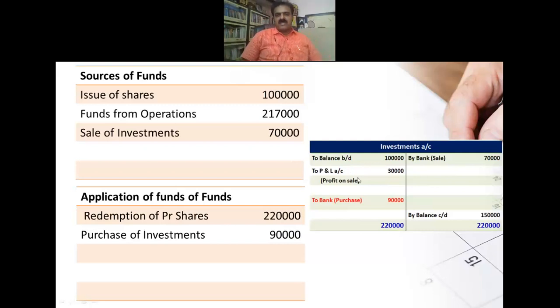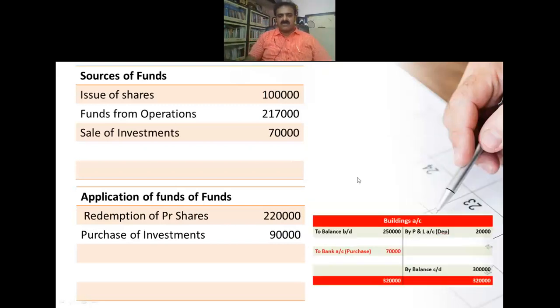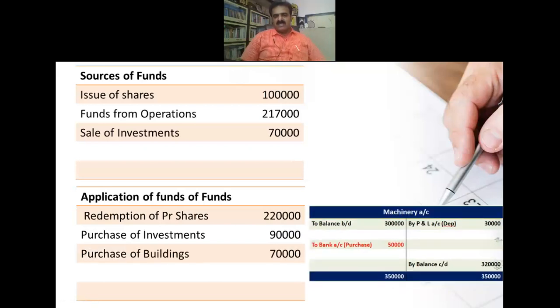And the next adjustment which you have prepared is buildings account. In that buildings account, the balancing figure is the purchase. Purchase is an outflow that is taken on the application side. One more adjustment for which you have prepared is machinery account. Machinery account, that is called purchase. The balancing figure is 50,000 rupees. Again, this 50,000 rupees is an application of funds.